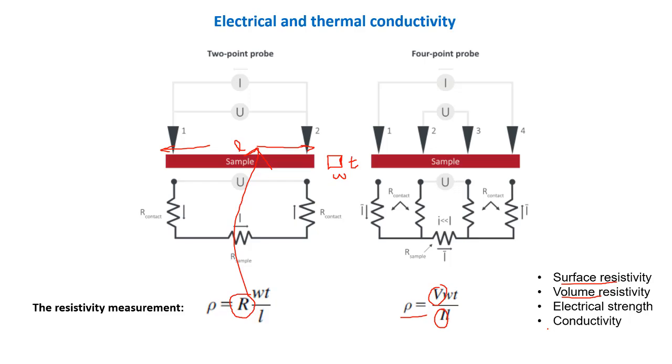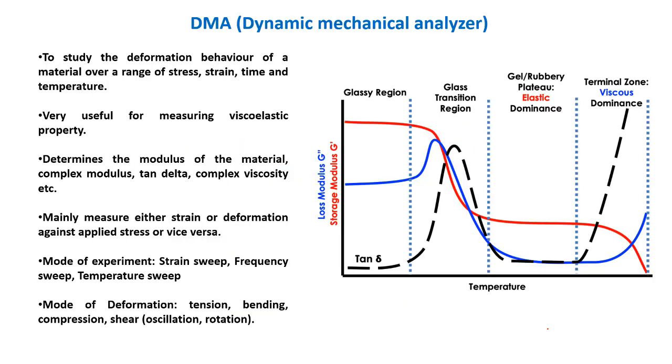Then we have dynamic mechanical analyzer, dynamic testing. So this is used to study the deformation of a material over a range of stress, strain, time, and temperature. So here we have four variables basically: stress, strain, time, and temperature. And it is useful for measuring basically the viscoelastic property of a material.